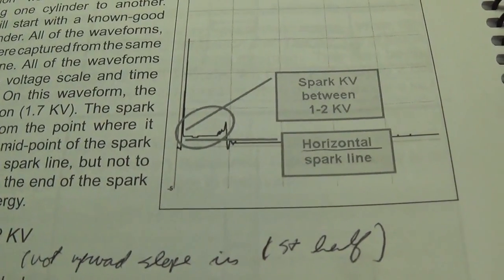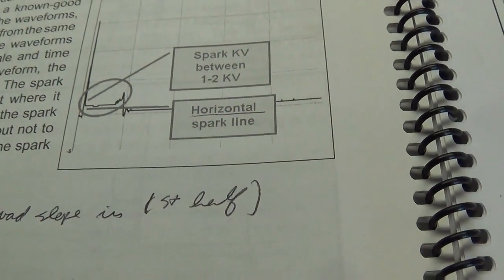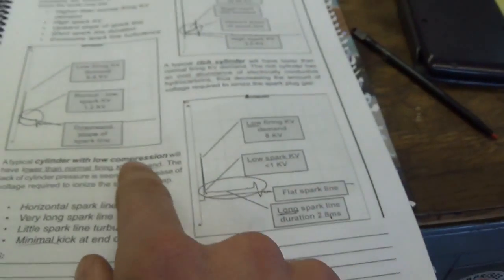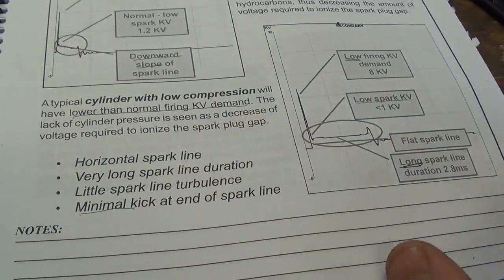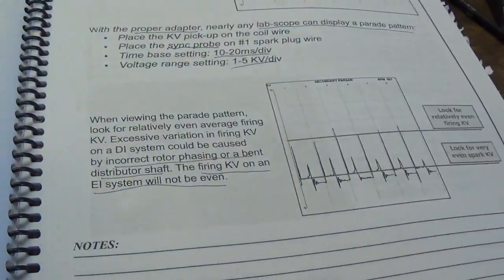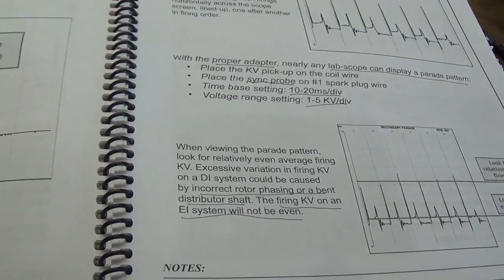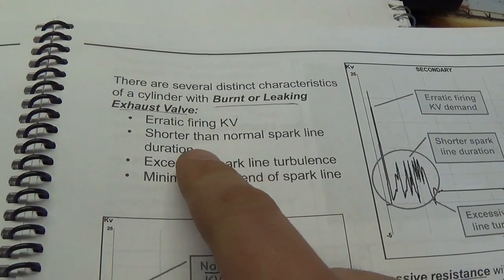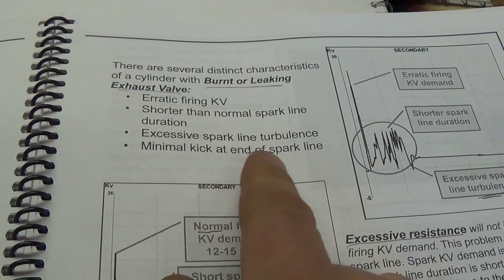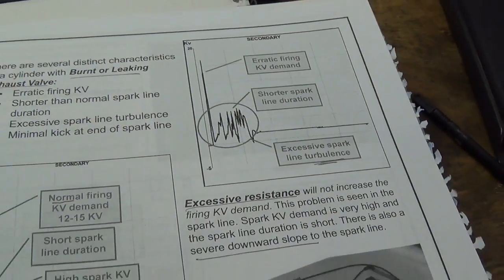Maybe. Let's go over to our book here and see what it's supposed to look like. So there's a normal cylinder at idle. That's what it looks like there. A cylinder with low compression will have lower than normal firing kV demand. Okay, and then there's another case here, one with burnt or leaking exhaust valves: erratic firing kV, shorter than normal spark line duration, excessive spark line turbulence. I wasn't seeing that.